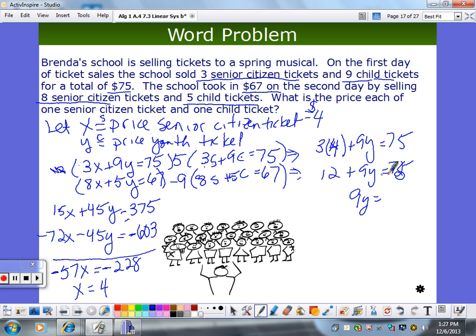All right, so 75 minus 12. Yeah, we're recording. So y equals 7. So the senior ticket is $4 and the youth ticket is 7. You would check it by plugging it in both, making sure they add up to the right numbers. We probably should. If I had more time, I would do it with you, because we're going to have a mess. I do it a couple of times.